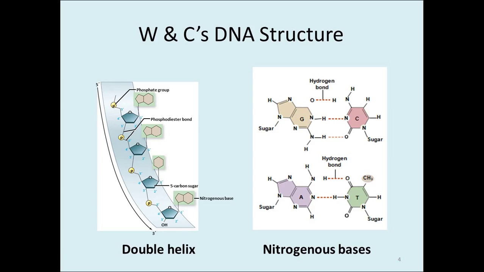DNA is composed of millions of subunits called nucleotides. Each nucleotide is made up of a 5-carbon sugar called deoxyribose. A phosphate group is attached to the 5th carbon.